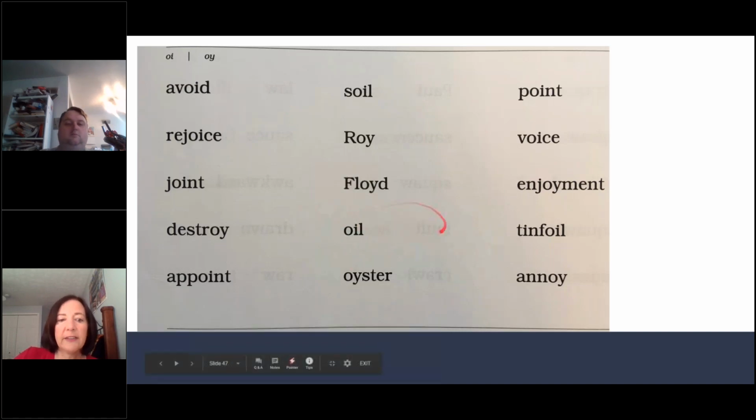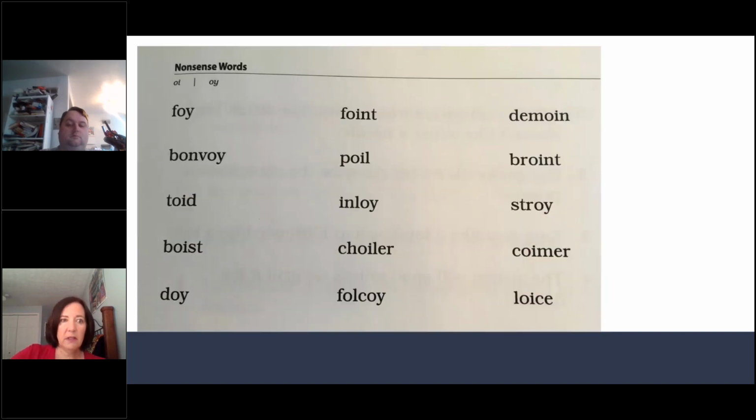This is another practice page. These are real words, so when you turn off the video to practice and turn it back on, I won't be reading these aloud. Go ahead and turn the video off and practice these words. The video is back on now.